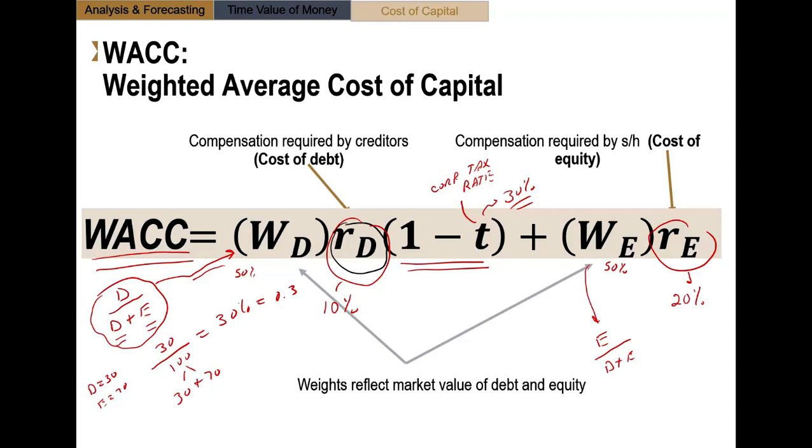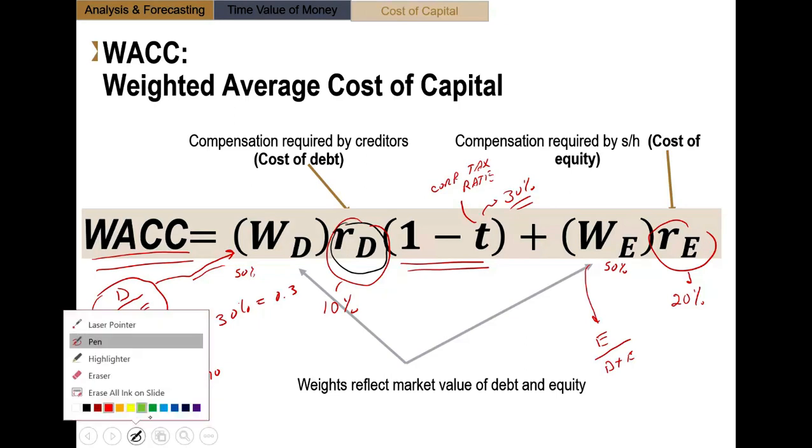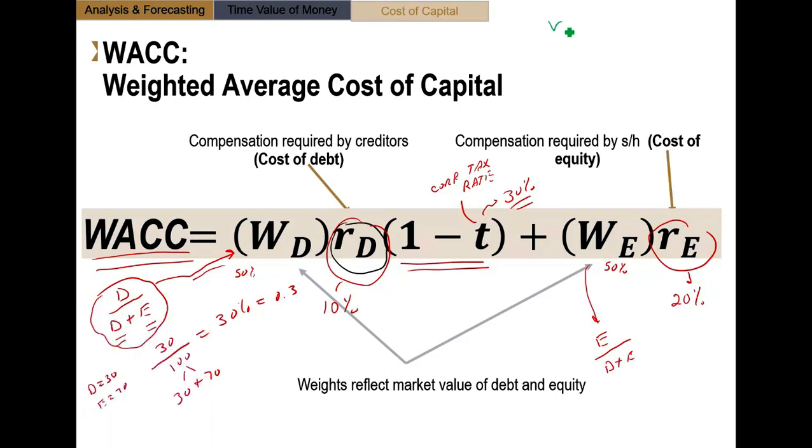It means that, say, if your cost of debt is 10%, what are we doing when we multiply this cost of debt times 1 minus T? We're taking the 10% and we're multiplying times 1 minus, what is it, the corporate tax rate that we said? It was 30%, right? 0.3. What does that become? It becomes 7%.